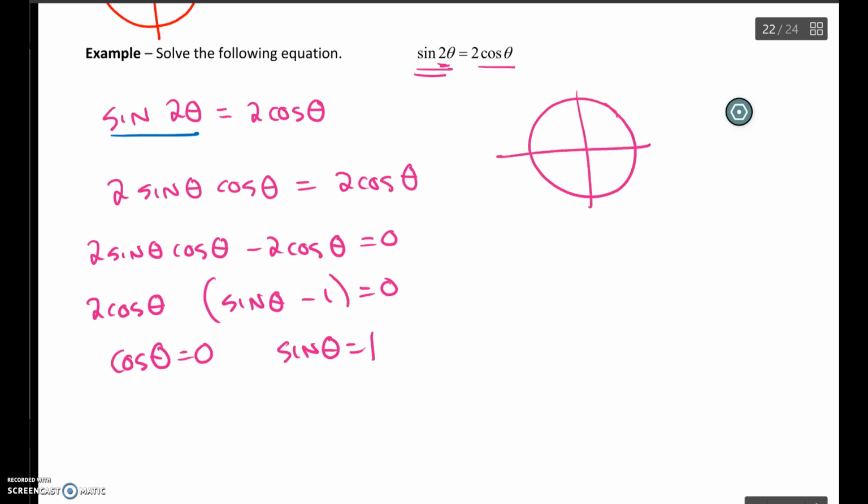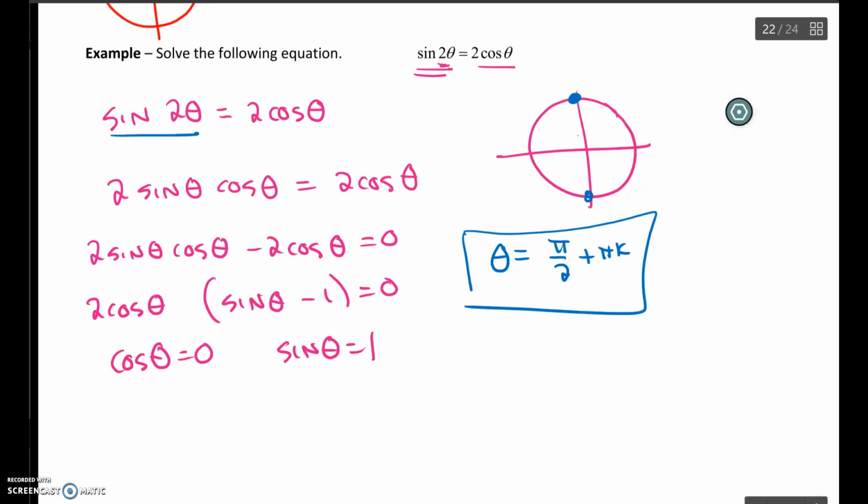Unit circle time. So cosine is the x-coordinate. X-coordinate is 0 at these two spots. Sine is the y-coordinate. Y-coordinate is equal to 1 at that spot. So those are my two angles. So theta equals pi halves plus pi k. That gets all of them.